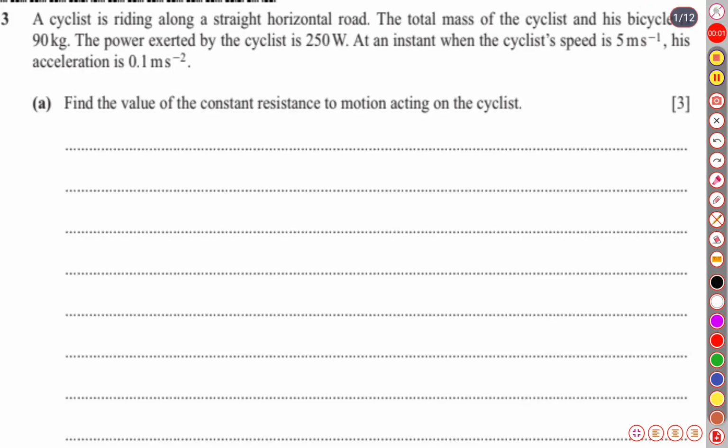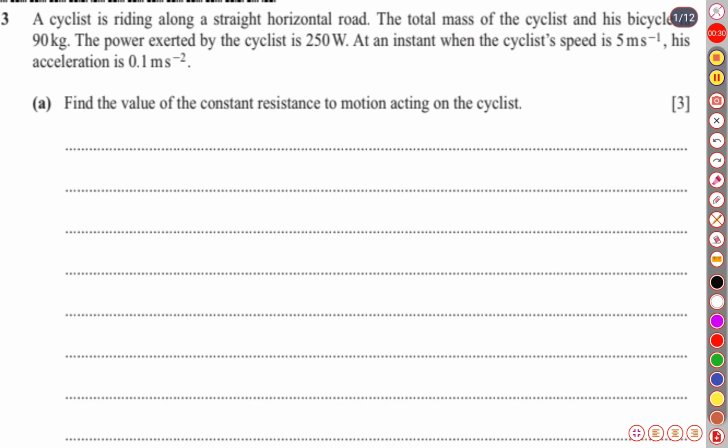Well, question number 3 says a cyclist is riding along a straight horizontal road. The total mass of the cyclist and his bicycle is 90 kg. The power exerted by the cyclist is 250 watts. At an instant when the cyclist's speed is 5 meters per second, his acceleration is 0.1 meters per second squared. Find the value of the constant resistance to motion acting on the cyclist.